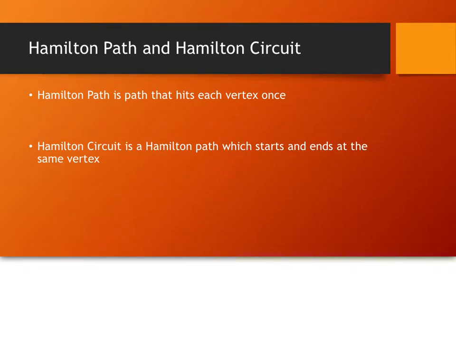So the way this is translated into graph theory is by what's called a Hamiltonian path or Hamiltonian circuit. Now, a Hamiltonian path, we saw what a path was before. A Hamiltonian path, or Hamilton path, I should say, is a path that hits every vertex once.